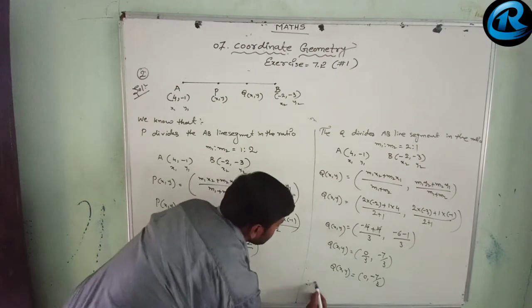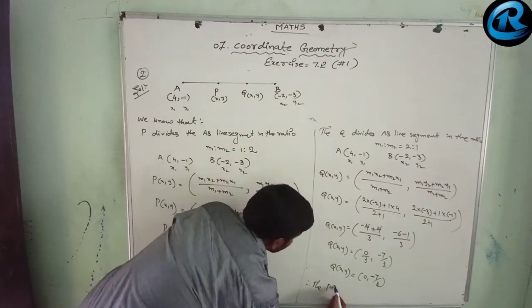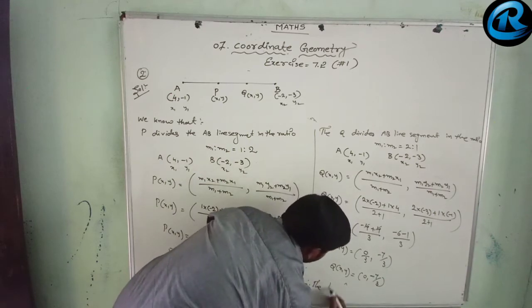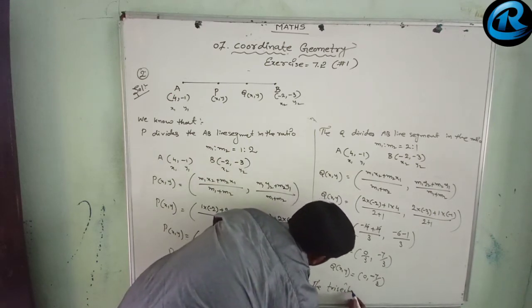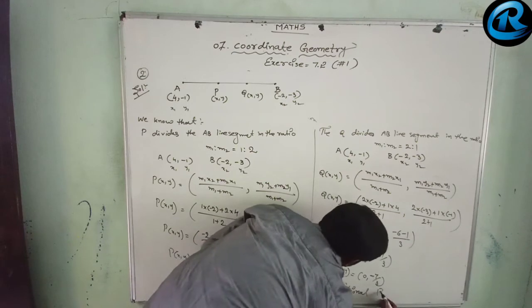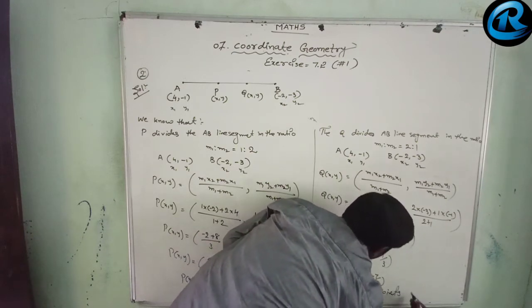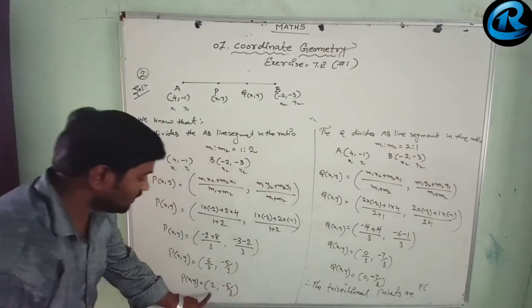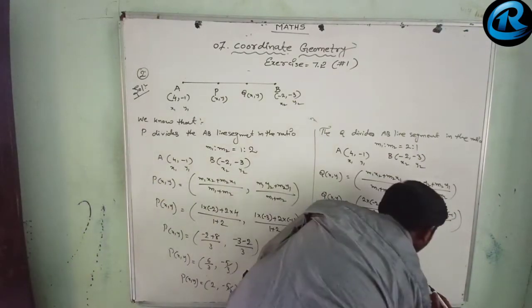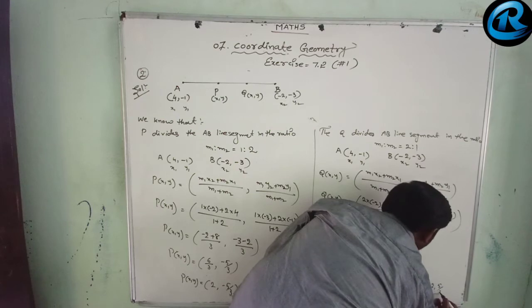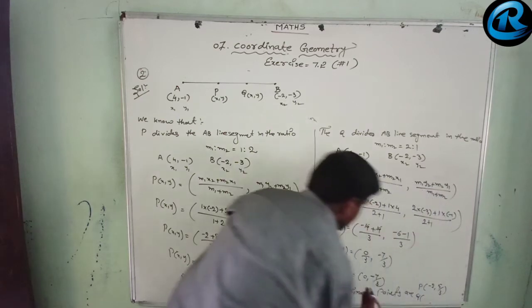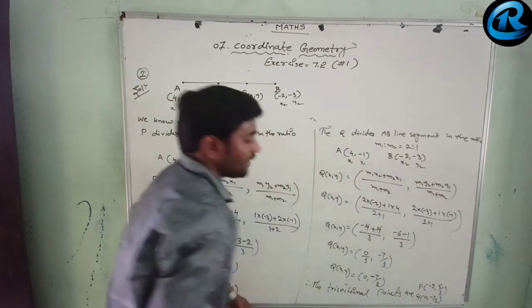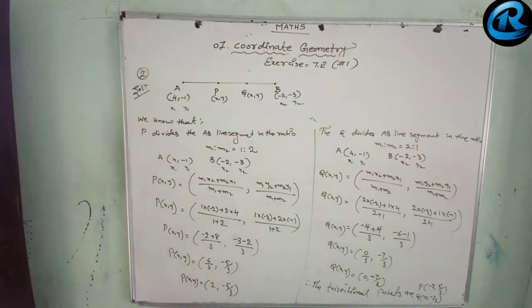Therefore the trisectional points are P, that is 2 comma minus 5 by 3, and Q is 0 comma minus 7 by 3. So these are the trisectional points.